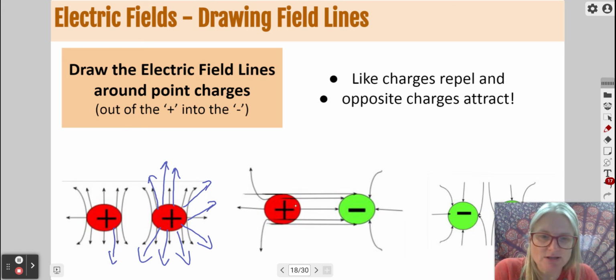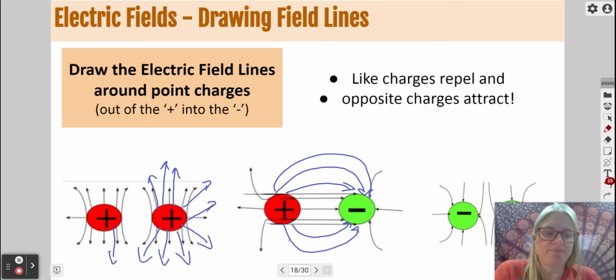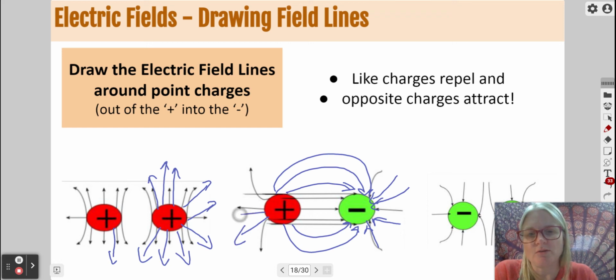In this case, you're going from positive to negative, so that one's nice and straightforward. You're going to see some field lines like this as well. And then you might have some field lines just around the outside here too, coming in towards the negative and going away from our positive.